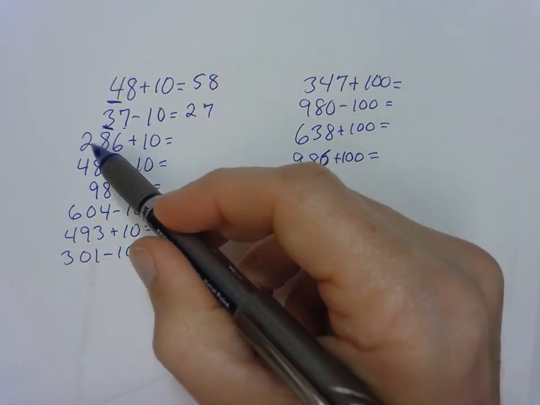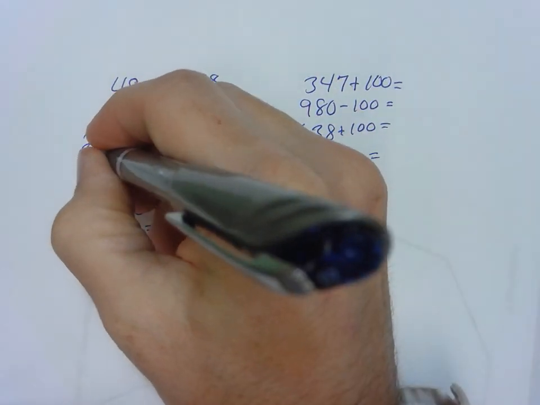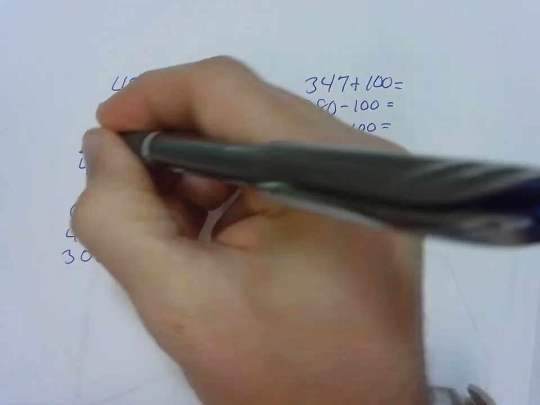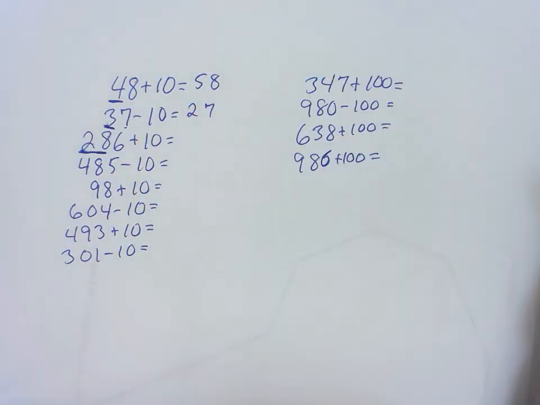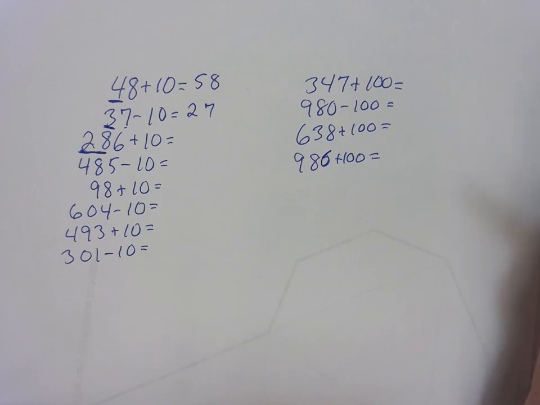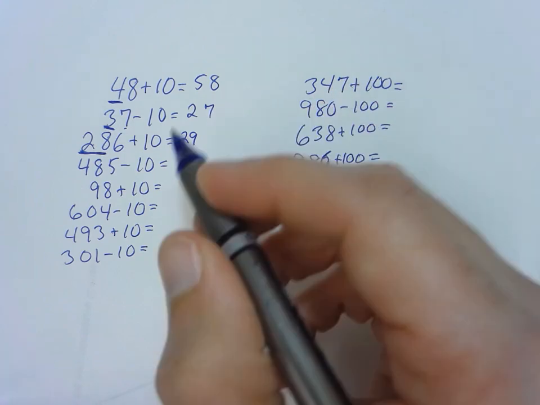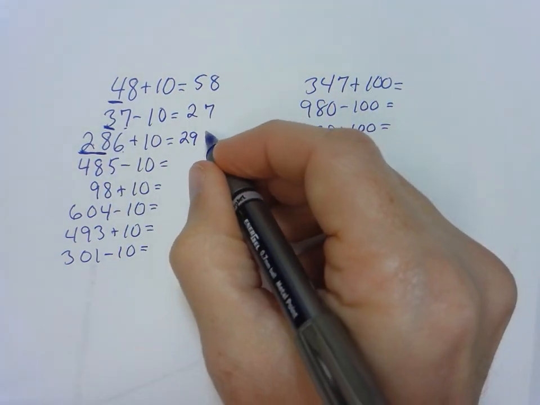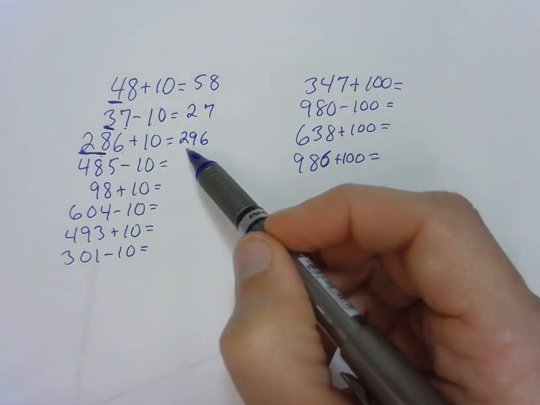Now in this one, I have 286 plus 10. 286 has 28 10s. I just read the tens place and whatever is before it. So 28 10s are in 286. So if I add 10 onto that, that's 29 10s, and I keep my 6 1s. So my tens place just went from an 8 to a 9.